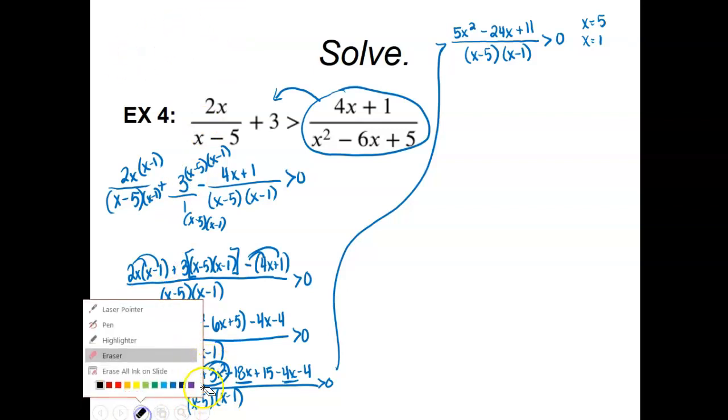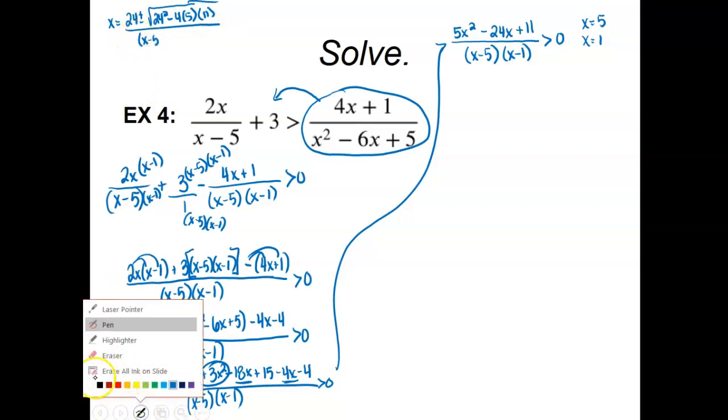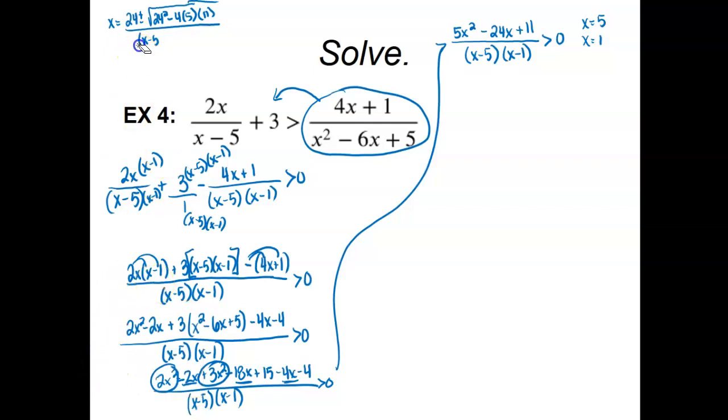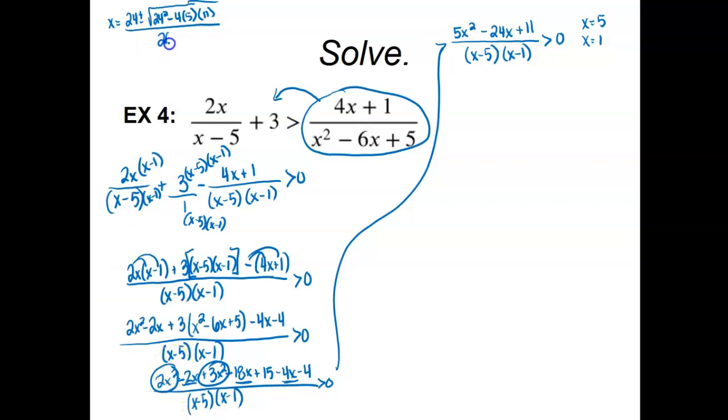And we are going to use our quadratic formula here to find when 5x squared minus 24x plus 11 would equal 0. So we're going to have x equals 24 plus or minus the square root of 24 squared minus 4 times 5 times 11 all over x minus 5, I'm sorry, I'm looking at the wrong thing there. We're doing quadratic formula. It's all over 2a, not all over the denominator there. So all over 2a is going to give us 2 times 5.